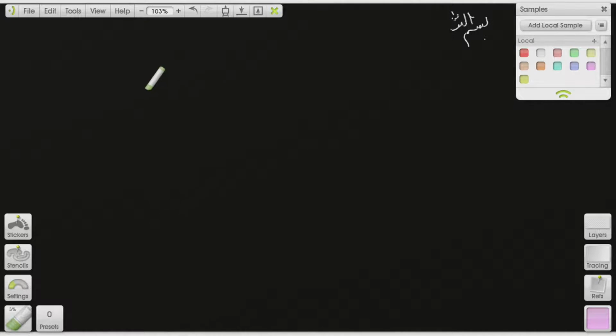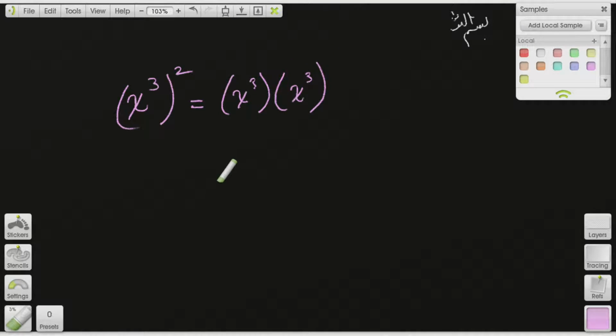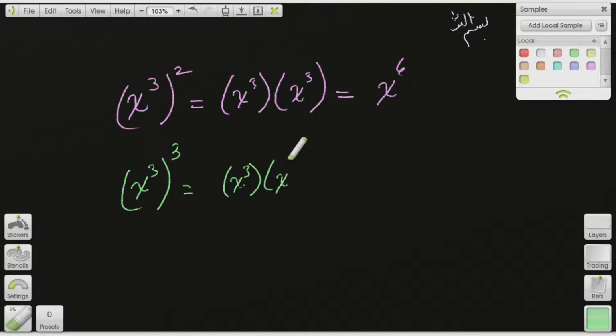And there's this rule. Let me give you an example. X cubed, that's x cubed, to the exponent of 2. So this is x cubed squared, the whole thing squared. Well, this means x cubed times x cubed. So now this means that 3 of these, all right, this is x to the 6th. Now let me give another example. X cubed to the 3rd. Now this means you take x cubed 3 times, like this.